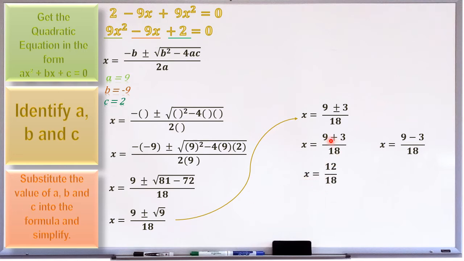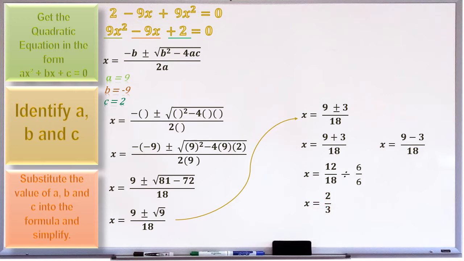Okay? 9 plus 3 is 12 all over 18. We can simplify our answer because 12 and 18 has a common factor which is 6. So divide 12 and 18 by 6. 12 divided by 6 is 2. 18 divided by 6 is 3. Therefore, x is equal to 2/3.